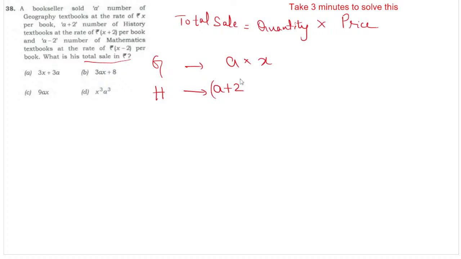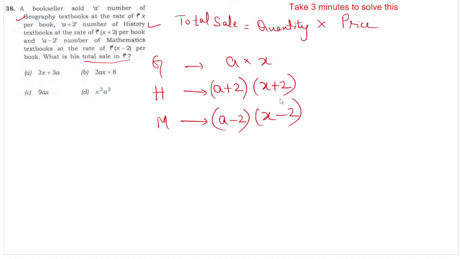And he had sold it for X plus 2 per book. And then mathematics books: there were A minus 2 number of mathematics books sold, and they were sold at X minus 2. So there were geography A into X, history A plus 2 into X plus 2, and mathematics A minus 2 into X minus 2.